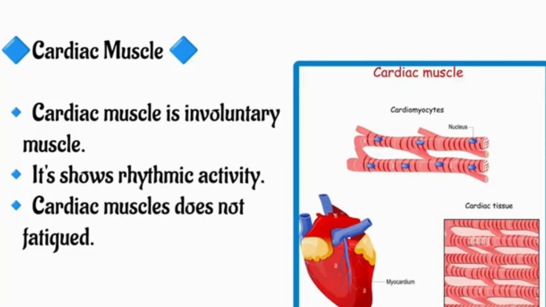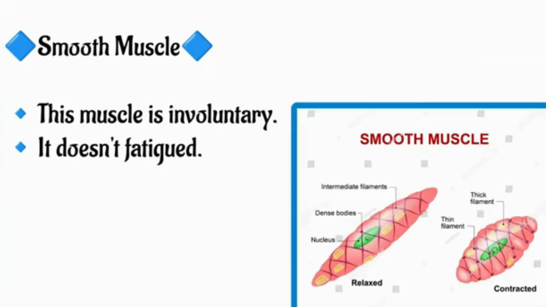And finally we can move to the next part, that is smooth muscle. These are also involuntary, and they also do not fatigue. In the smooth muscle we can see thick filaments and thin filaments. In that we can see dense bodies and a nucleus. So these are the smooth muscles, and involuntary actions can be seen.